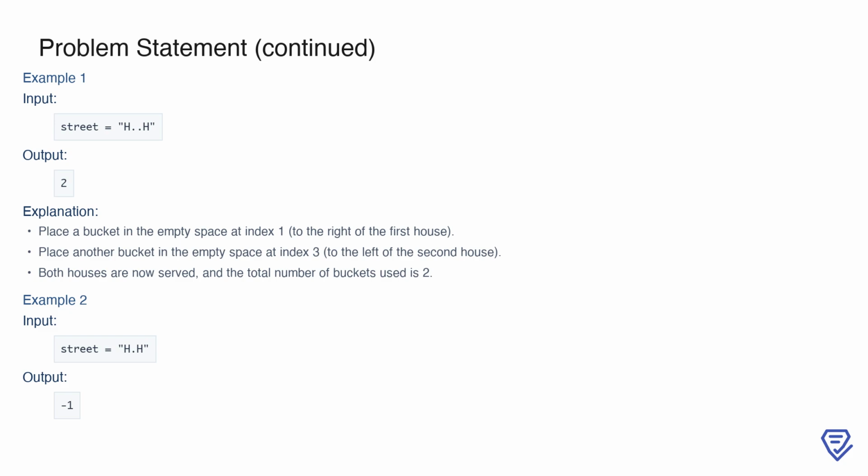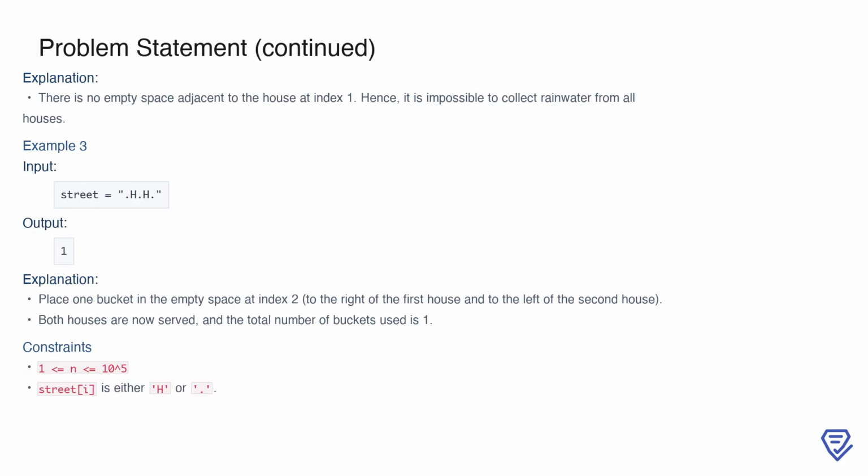On the other hand, consider the input street equals H.H. In this scenario, a house at index 1 has no adjacent empty space where we can place a bucket. Consequently, it is impossible to serve all the houses, so the output is -1.